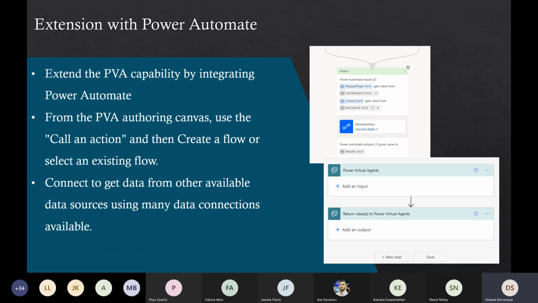As soon as the user asks a question for which you need to go to the flow and get that information, the flow will trigger. You can configure your flow, write all the logic and methods in that flow, get the information, and send it back to your virtual agent, and that information can be presented to the end customer.